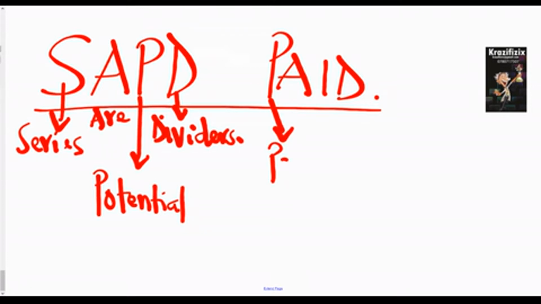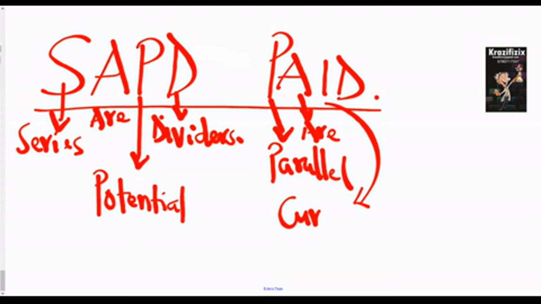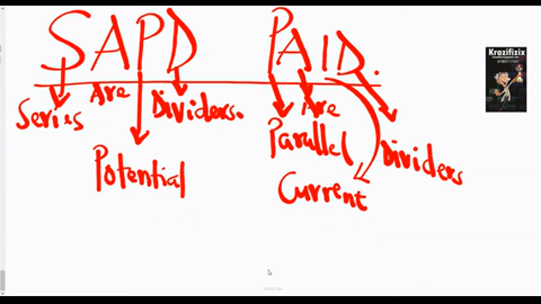While here, parallel, you remember I represents what? Current dividers. This is beautiful. As a PD is paid, in class I normally say it as a sentence: series are potential dividers and parallel are current dividers. We're going to prove this in a calculation after this introductory session, because we're just going to work with strictly examples. The more examples we work with, the better things are going to look for us.